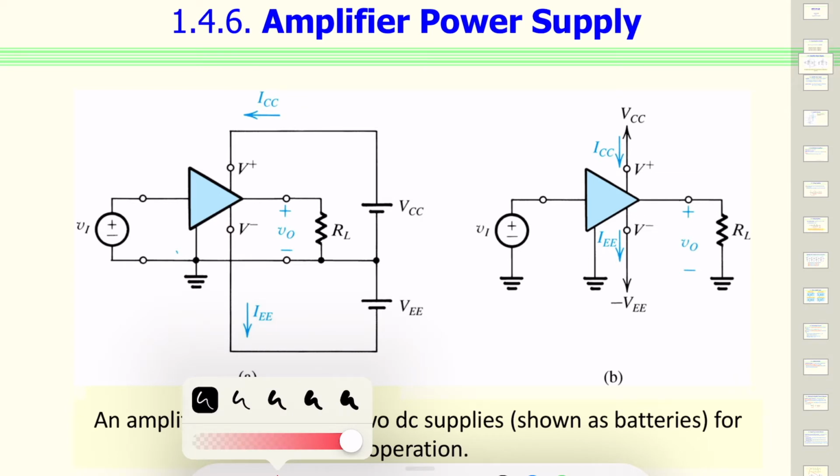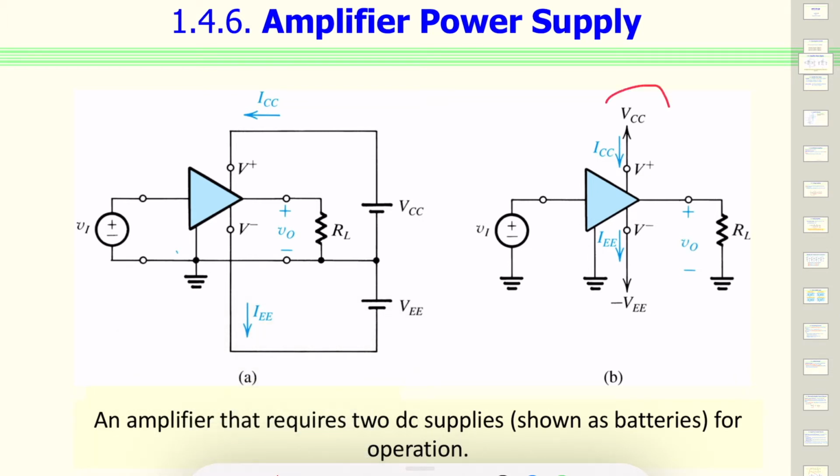So this figure shows that there are two DC sources, one positive, which we call VCC, and one negative, which we call VEE. The amplifier has two terminals, what we call V plus and V minus. The plus one is connected to the positive side of a DC source whose voltage is VCC, and the negative is connected to the negative side, which we call VEE.